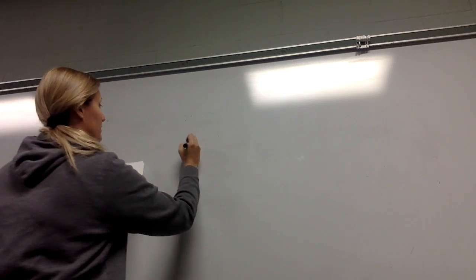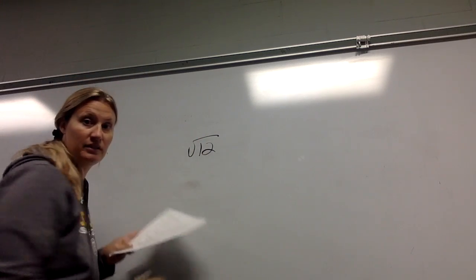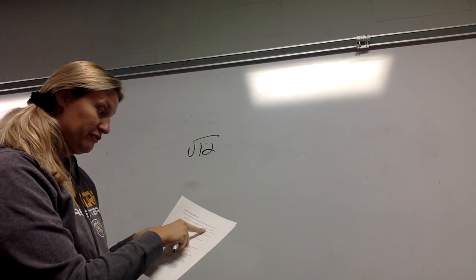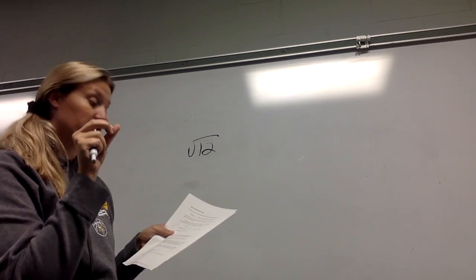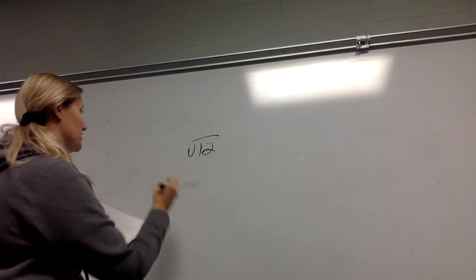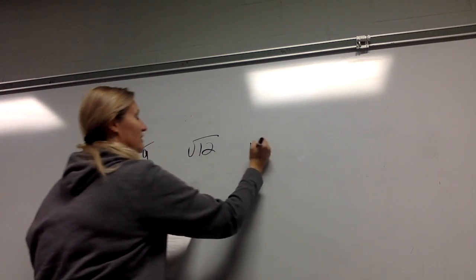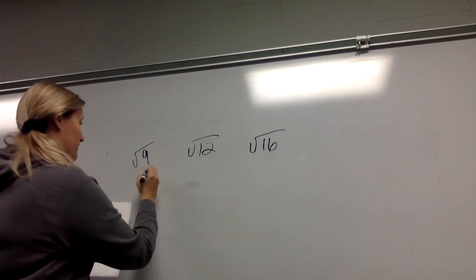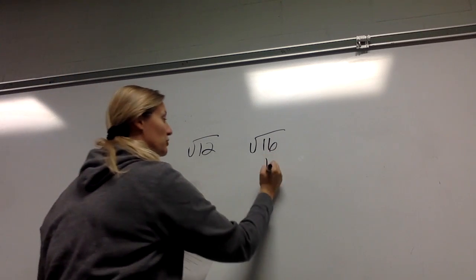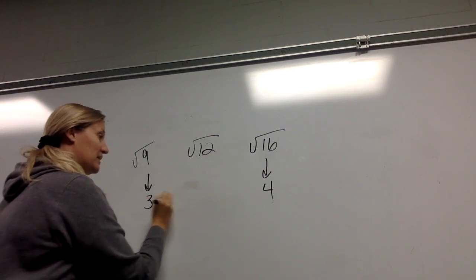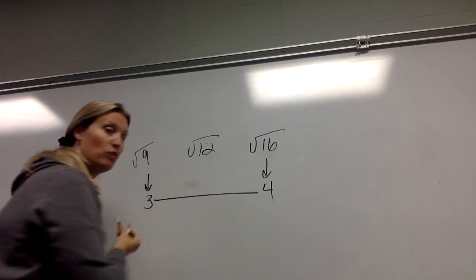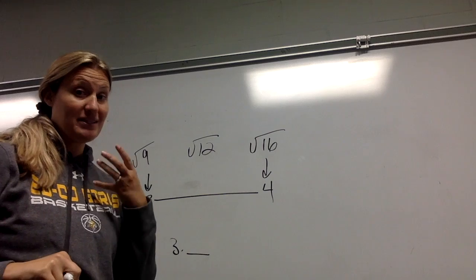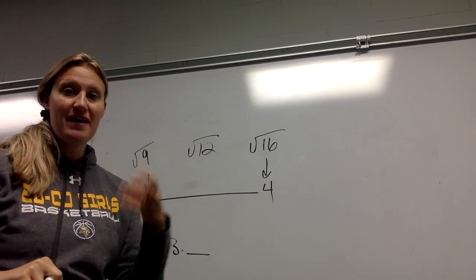Square root of 12. As you can see, it says, find the two perfect squares it falls between. Looking at your poster, the square root of 12 falls between the perfect squares of 9 and 16. Those are the perfect squares. The square root of 9 is 3. The square root of 16 is 4. That means the square root of 12 falls somewhere between 3 and 4. So right now, I know it's 3 point something. Narrowed it down to that.